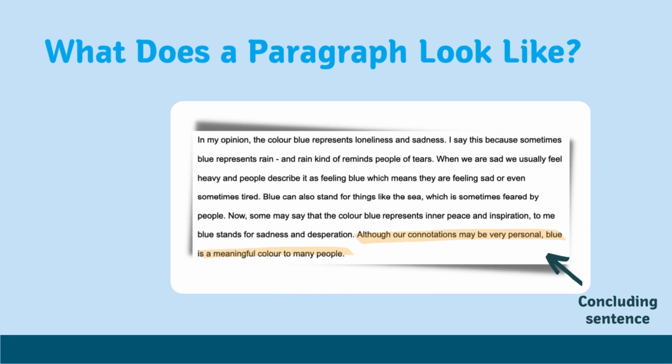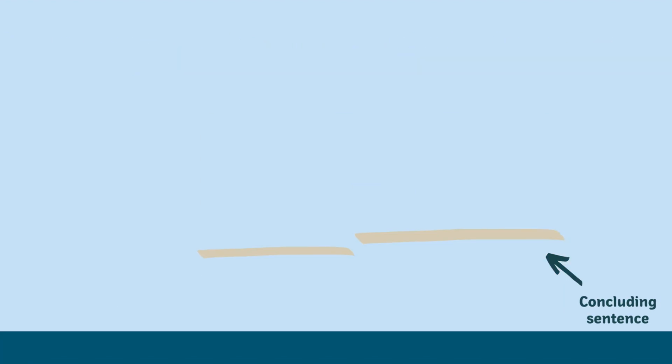And then finally, we get to the concluding sentence, the final sentence in a standard paragraph. This concluding sentence links back to the topic sentence and kind of tries to tie it all together. The writer tells us that even though our connotations may be personal, blue is a meaningful colour to many people.